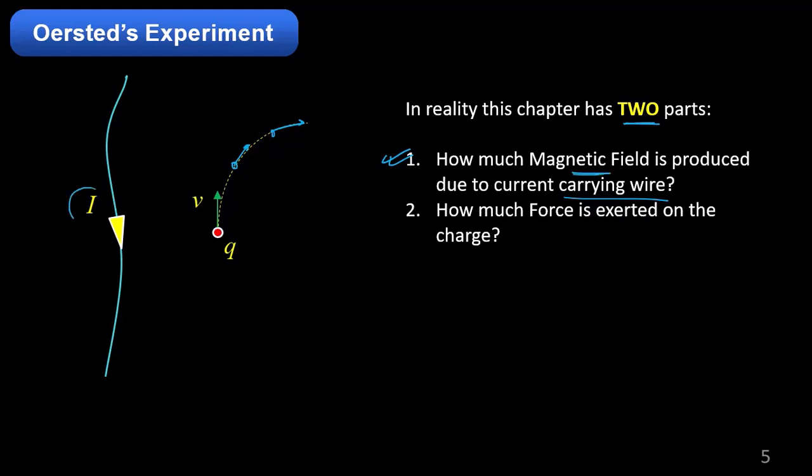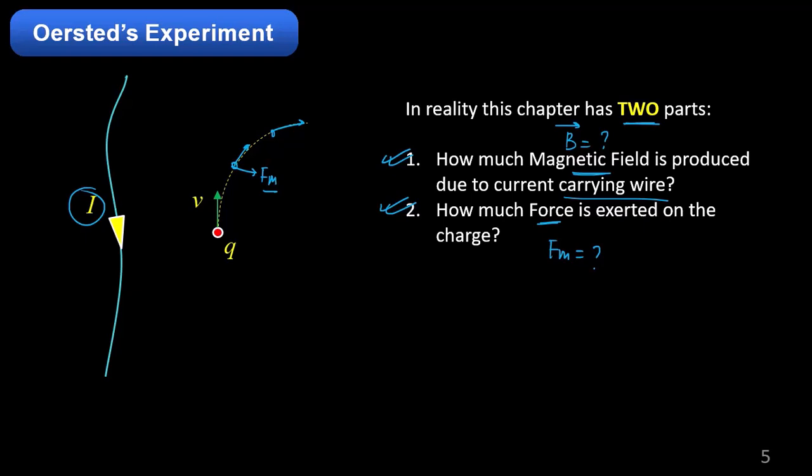So the current carrying wire is producing some kind of magnetic field. Magnetic field is a vector quantity. We represent it with a B vector. So I want to know how much amount of B is being produced and what is the direction of that also. And second, I want to calculate how much force is exerted on the charged particle. So I want to calculate this force, which is called the magnetic force. So there are two requirements. I have to calculate the magnetic field as well as the magnetic force. Both are vector quantities. The direction of both the force and the magnetic field has to be understood properly.